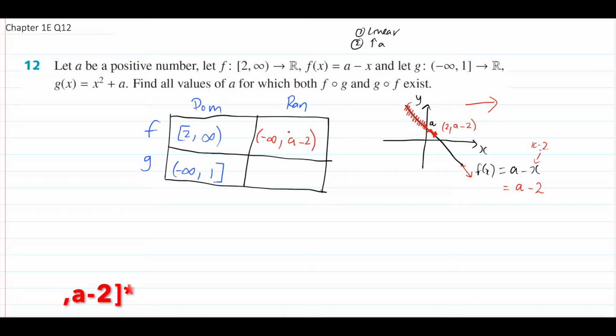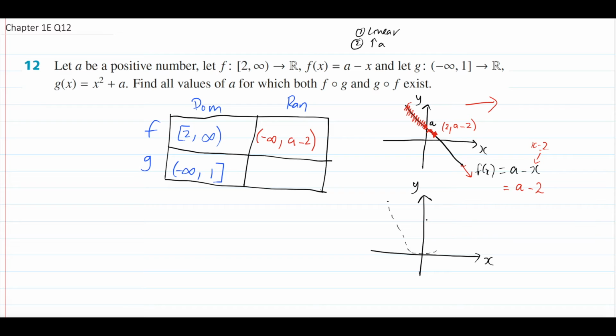Now we also want to find the range of g. So let's draw that graph as well. Going to draw my axes again, y and x. What is my graph of g? Well, it's x squared plus a. If you're familiar with your parabolas, you would know this is just a normal parabola. So x squared looks like this. But again, it's been shifted up by a value of a. A is a positive number, so we know it got shifted up.